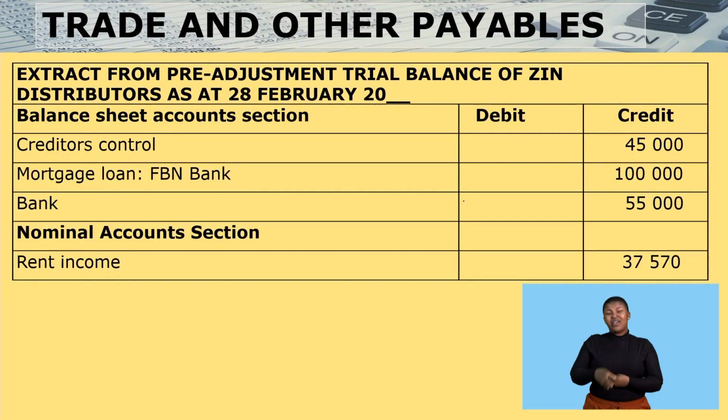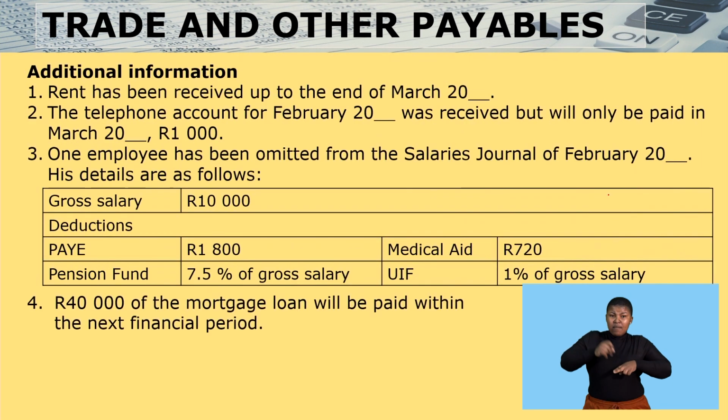Now, when we do trade and other payables, which is our note number 8, we are given an extract from the pre-adjustment trial balance of Zim Distributors as of 28 February. This is the last day of the financial year. And we are given information. We are also given additional information.